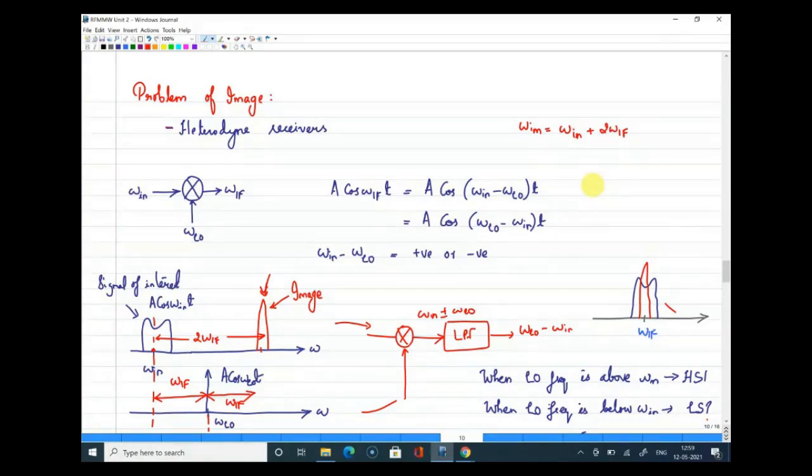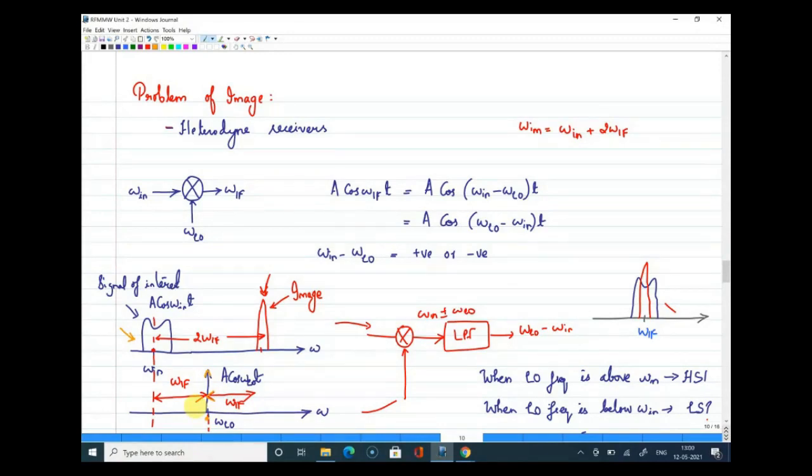Why this is a specific problem is because you have an input signal at omega in, and I have introduced omega LO, and the difference between omega LO and omega in is omega IF, as we understood. Now the image I am locating, if there is a signal present exactly at the same distance from omega LO, will only fall on that specific frequency.